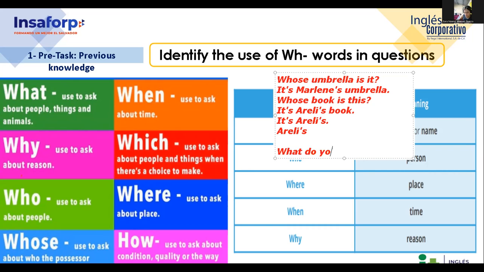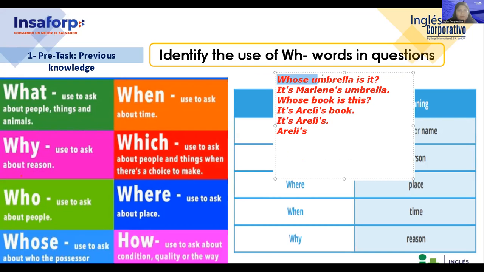Teacher, o sea que para la pregunta de quién es el libro, cualquiera de las tres respuestas es válida. Sí, cualquiera de estas puede ser válida. Puede hacerlo así completo o solamente hasta acá, it's Arely's. E incluso podría ser menos formal, así, Arely's, and that's okay. Y se entiende, está bien. Lo que me preguntaban del apóstrofe, no, esto solamente es con esta pregunta, porque acá está double H question, whose, nos está preguntando acerca de quién es el possessor del objeto que estamos mencionando. ¿De quién es esta sombrilla? Es de Marlene.